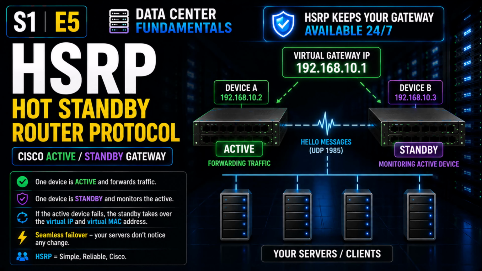The first protocol is HSRP, or Hot Standby Router Protocol. HSRP is a Cisco protocol. One device becomes active. That device handles the gateway traffic. The second device becomes standby. It monitors the active device by listening for hello messages. If the active device stops responding, the standby device takes over the virtual IP and virtual MAC address. The failover happens automatically and the servers continue using the same default gateway.